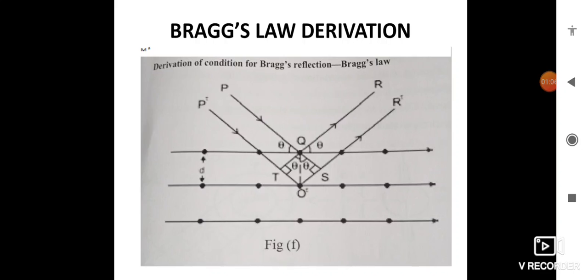Here, first consider a set of parallel lines. You can observe from the figure that they are at a small distance d. Let a parallel beam of X-ray be incident at an angle theta. Here you can observe the rays PQR, P dash Q dash R dash, and TS. It also makes angle theta, and the spacing between the lines is small d.